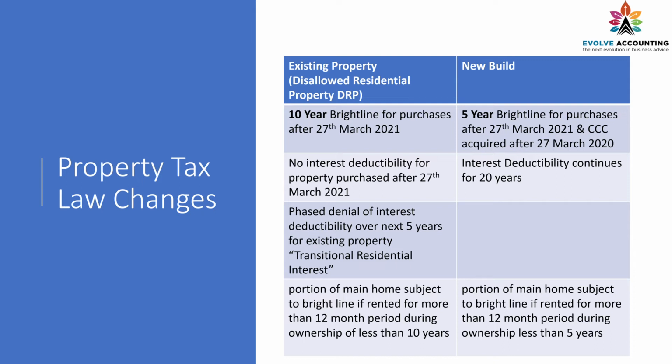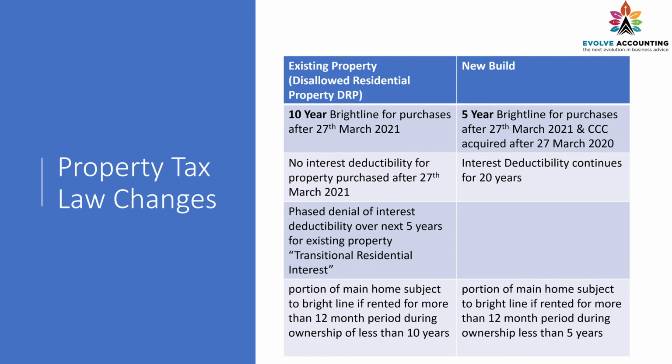So look, breaking down all of these rules, we've got this terminology called disallowed residential property, or DRP, and your new build property. So 10 years for existing property versus 5 years for a new build. If you purchase that existing property after the 27th of March, you'll get no interest deduction on that property. However, if that property was acquired before 27th of March, then you've got a phasing of interest deductibility that disappears over the next 5 years. Now, on a new build, you do get to claim the interest, but there is a limitation. It's only for 20 years. So you can see some sort of register is going to have to be kept of when the CCC was obtained and when that expires, on the accounting side, so that interest deductibility can be recorded correctly.